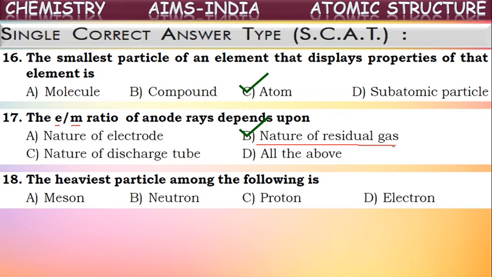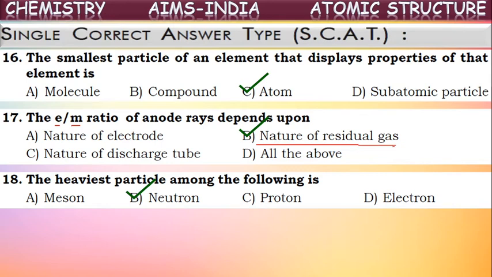Next one, the heaviest particle among the following. In the atom, there are different kinds of subatomic particles. Out of these all, protons and neutrons have somewhat heavier mass, nearly equal to 1 AMU. But out of these two, the neutron has a little higher mass. If you say it accurately, proton mass is 1.007 AMU, whereas for the neutron it is 1.008 AMU. So it is slightly heavier than the proton. So the heaviest particle among all the subatomic particles is the neutron.